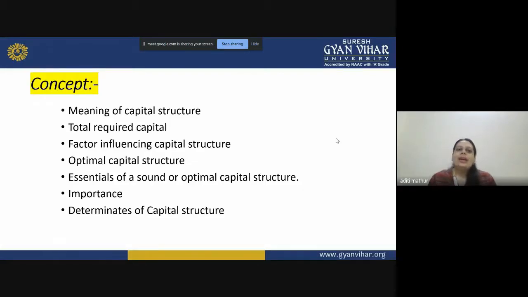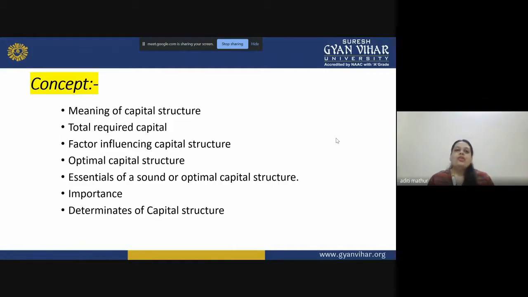So today, we'll be covering the meaning of capital structure, total capital required, then the factors influencing capital structure, optimal capital structure, essentials of a sound or optimal capital structure, the importance and the need to have a sound capital structure in an organization, and later on, the determinants of a capital structure.